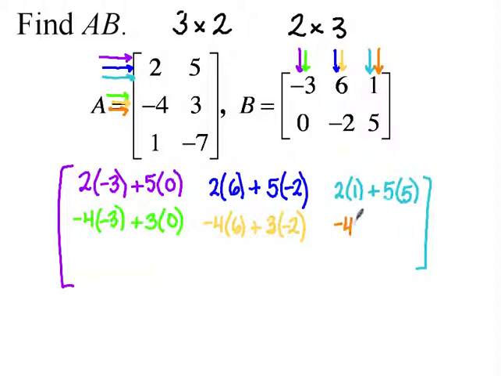Yep, negative 4 times 1 plus 3 times 5. Once again, you should observe in that row, all of the numbers outside the parentheses should match up. Okay?